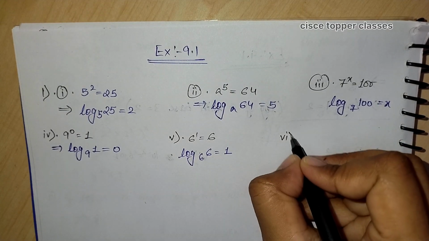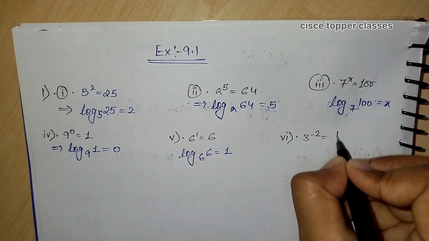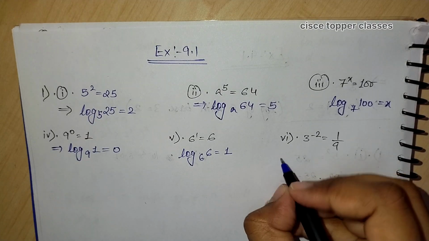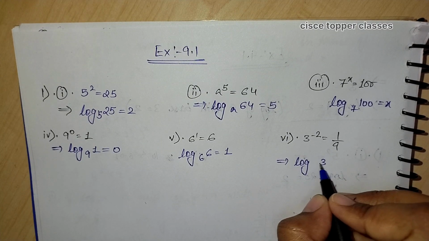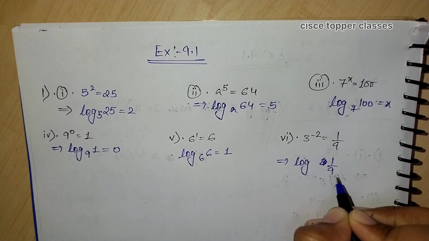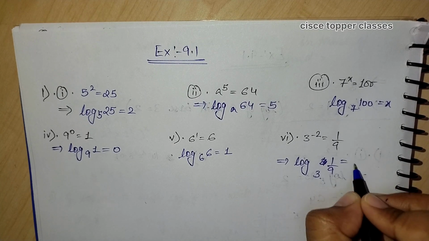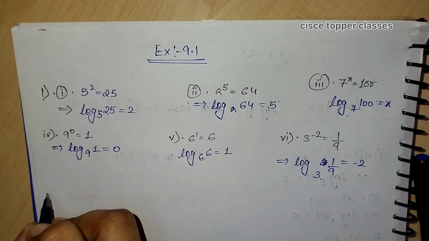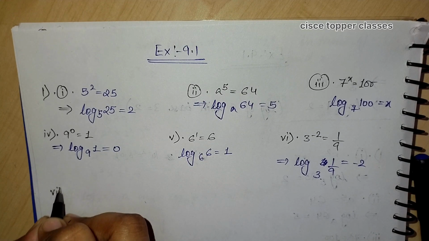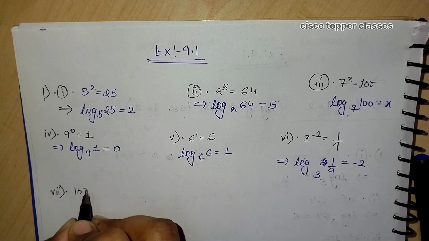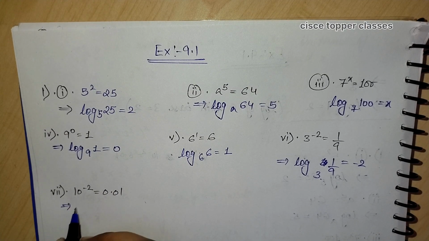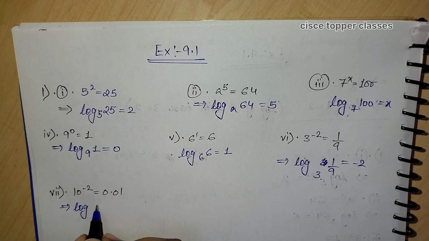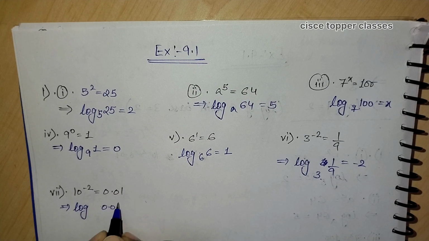And here the sixth part is 3 to the power minus 2 equal to 1 by 9. This also we can write as log of 1 by 9 with base 3 is equal to minus 2 here. Now the seventh part here is 10 to the power minus 2 equal to 0.01. So we can write this as log of 0.01 with base 10 is equal to minus 2.